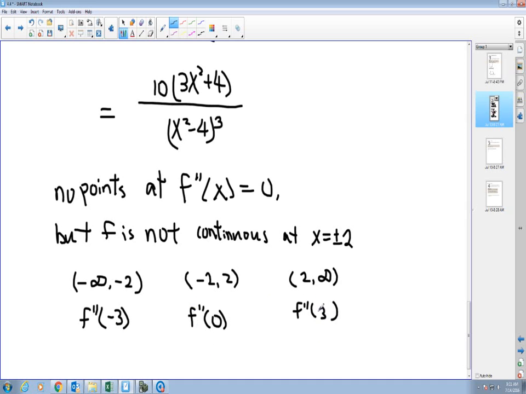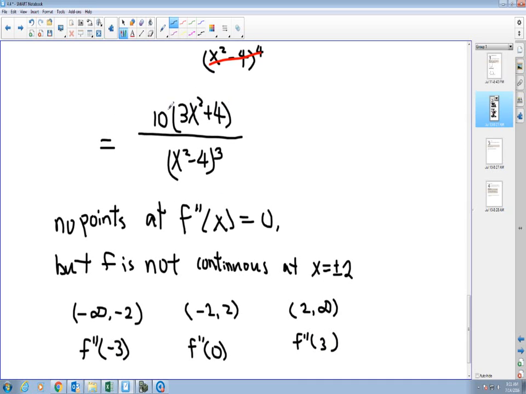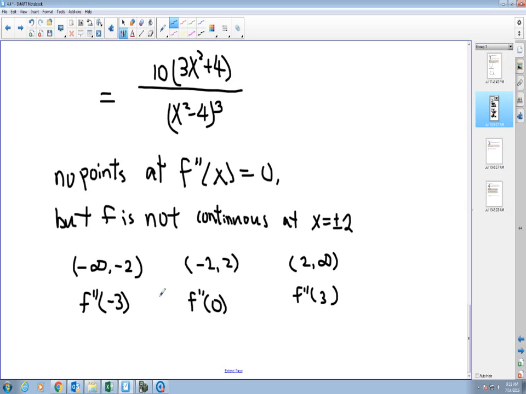If I plug these three test numbers into my f double prime, you will see f double prime of negative 3 will be a positive value, so it will be concave upward. F double prime of 0 is going to be negative, so it's concave downward in that interval. And f double prime of 3 will be a positive value, so it will be concave upward.